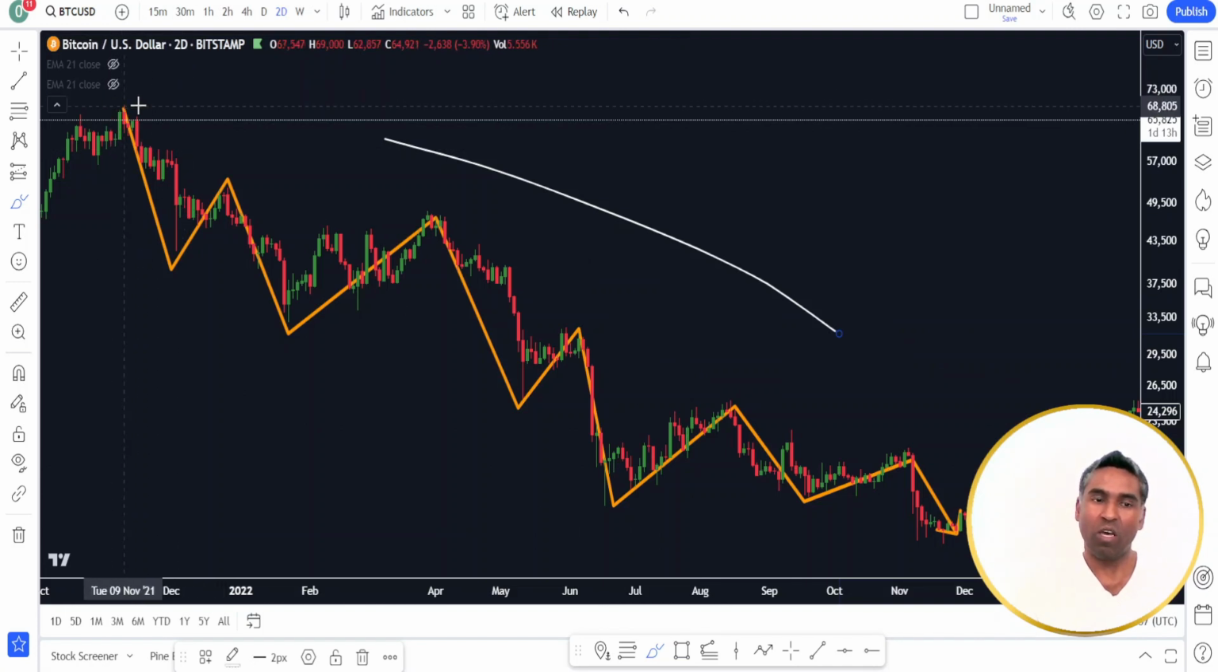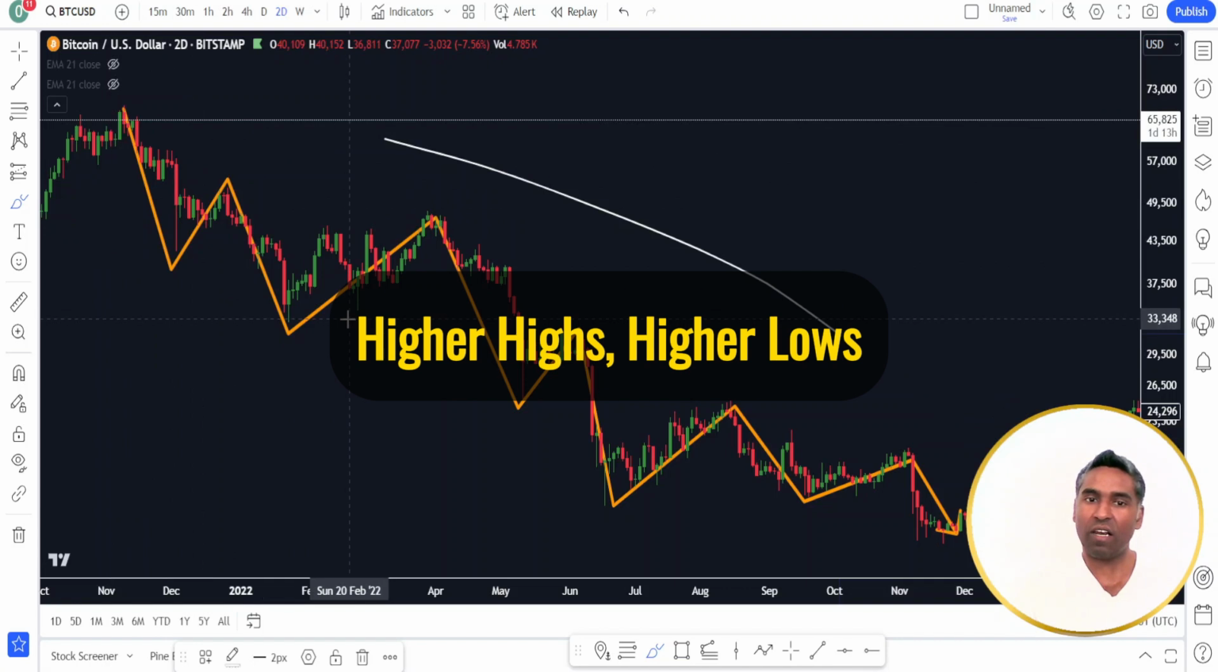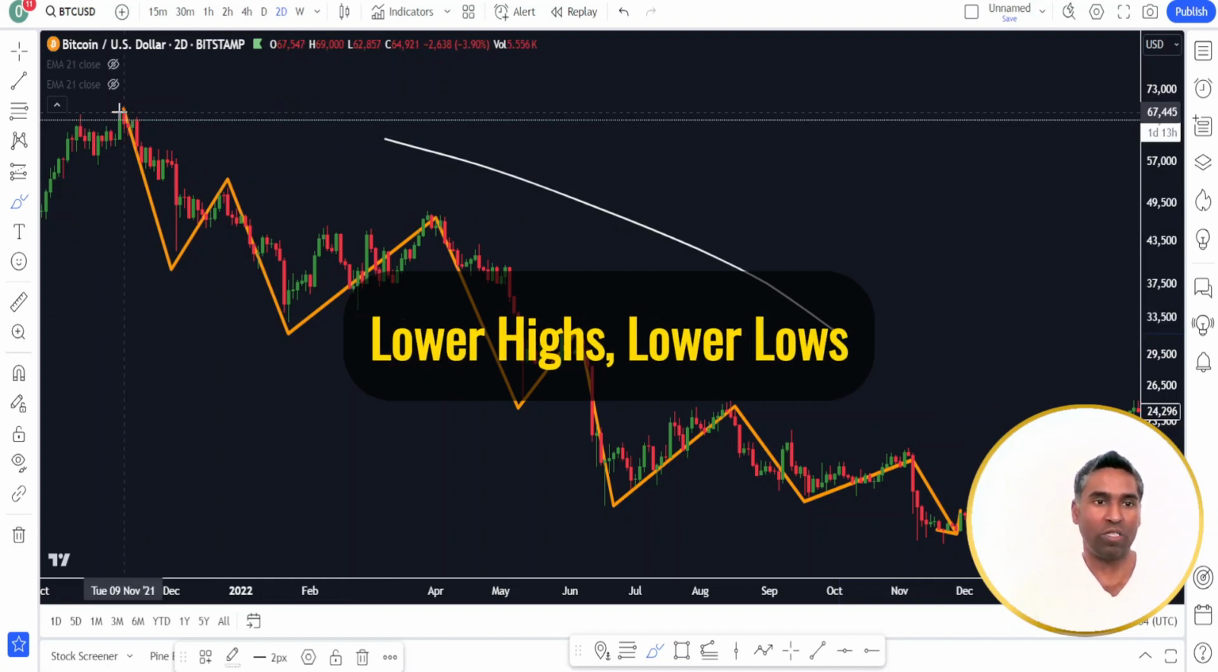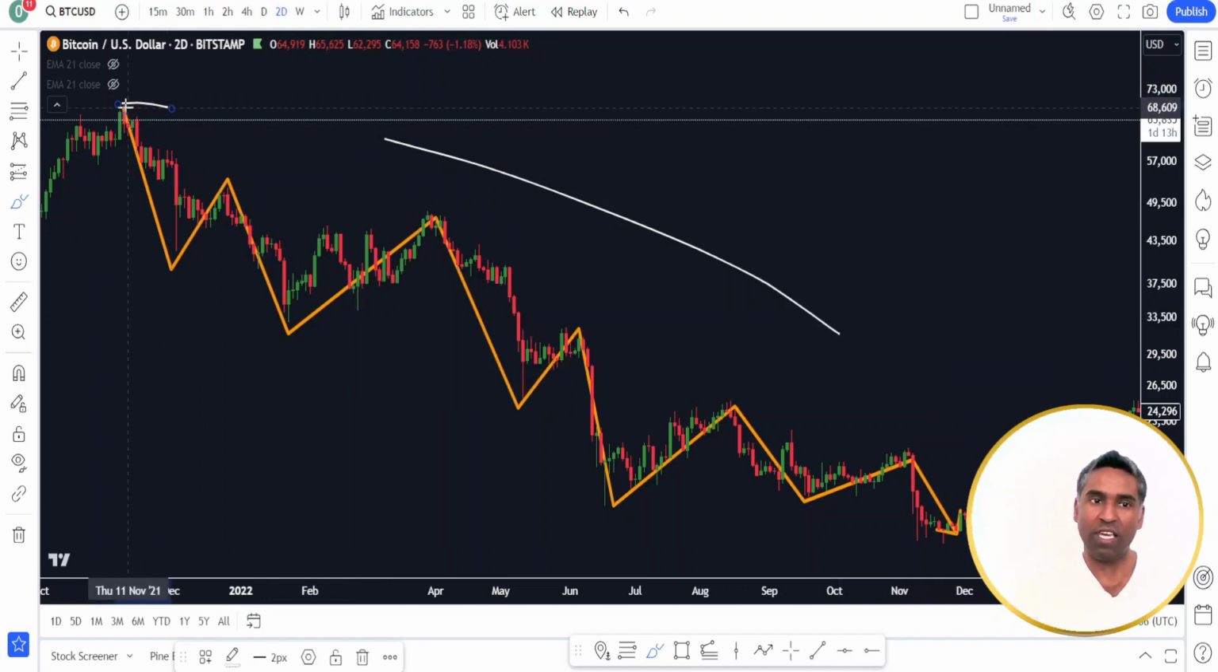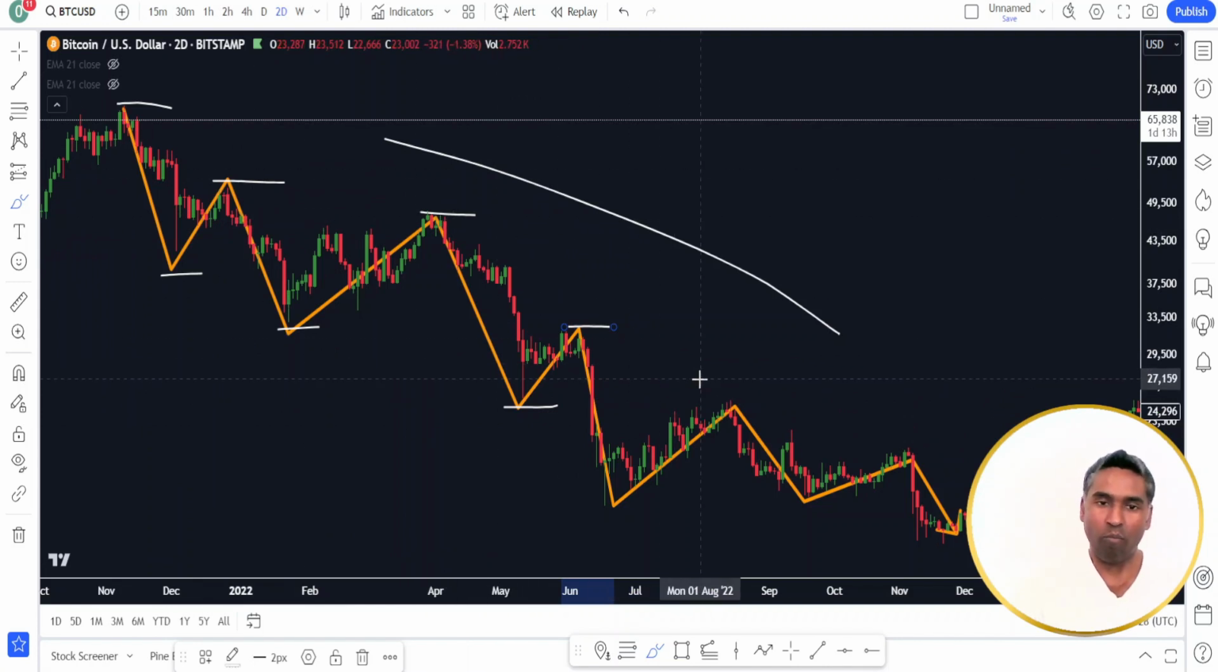For that purpose, we study how the price is making higher highs, higher lows, or lower highs and lower lows. So in this case, for example, the price was here. Let's consider this as a high, and the price made a low here. Then the price was making this high, another low, another high. So if the price is moving in this kind of pattern where it's continuously making lows and it's not able to make new highs, we know that the price is moving towards the downside and it's a downtrend.